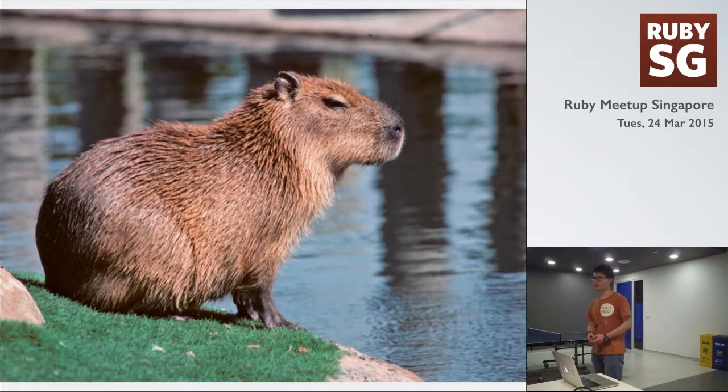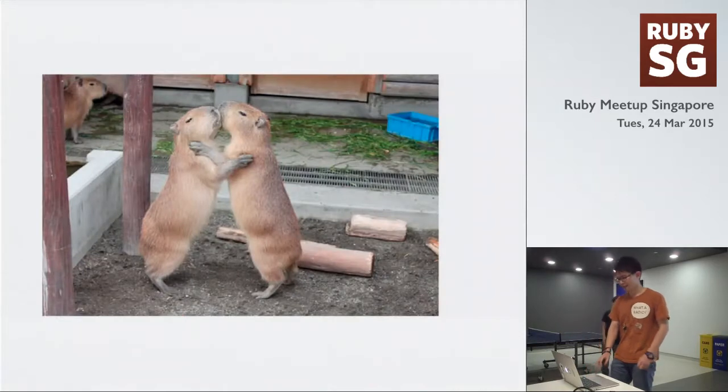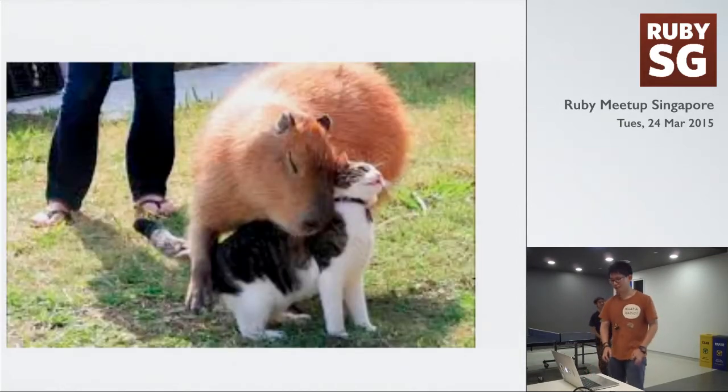Just in case you don't know what a capybara is, this is a capybara. It's about this big, and they are very heavy. Yeah, I read it on Wikipedia, I think they are correct. And here is a picture of two capybaras hugging each other, and here is a picture of a capybara hugging a cat.